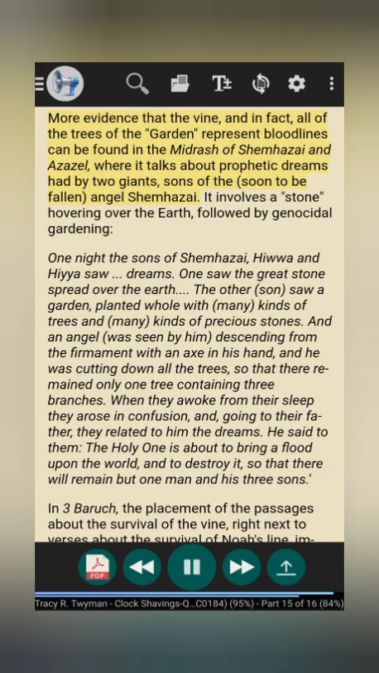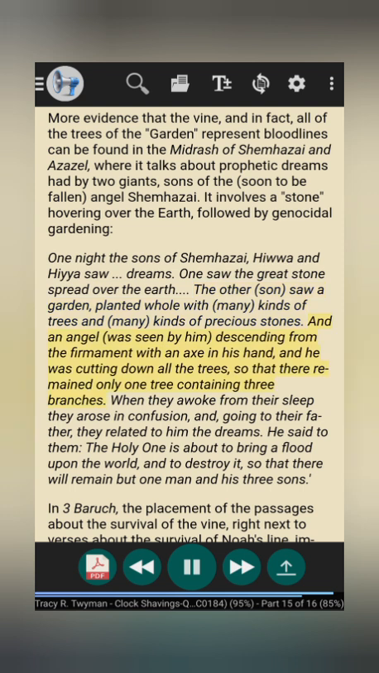More evidence that the vine, and in fact all of the trees of the garden, represent bloodlines can be found in the Midrash of Shemhazai and Azazel, where it talks about prophetic dreams had by two giants, sons of the soon-to-be-fallen angel Shemhazai. It involves a stone hovering over the earth, followed by genocidal gardening. One night, the sons of Shemhazai, Hiwa and Hiya, saw dreams. One saw the great stone spread over the earth. The other son saw a garden, planted whole with many kinds of trees and many kinds of precious stones.